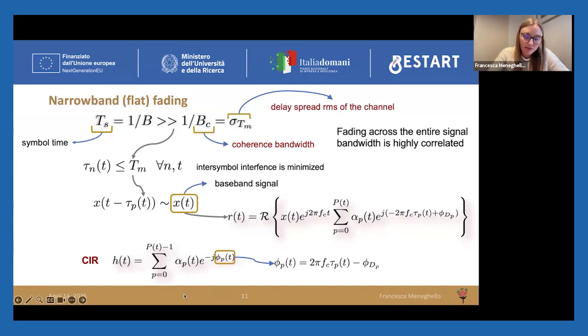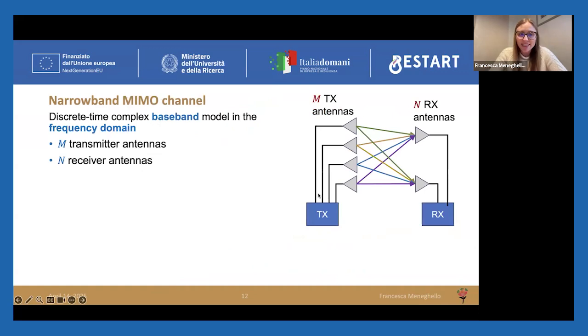So we have this expression for the channel frequency response when we are in narrowband fading situation, and the channel impulse response is simply defined by the combination of all the different components due to the multipath that are characterized by an attenuation and a phase shift linked with the delay of the path that is associated with the length of that multipath component. So finally, we can define our narrowband MIMO channel model.